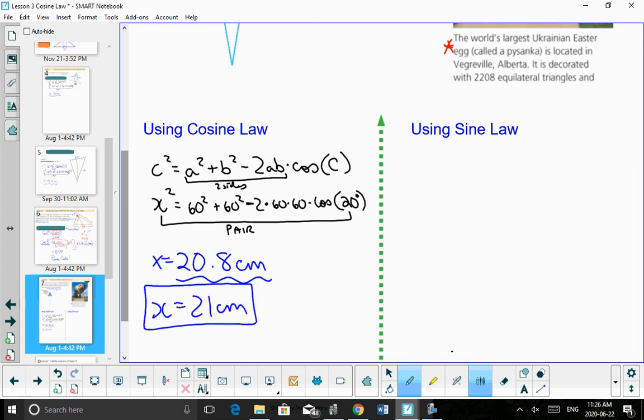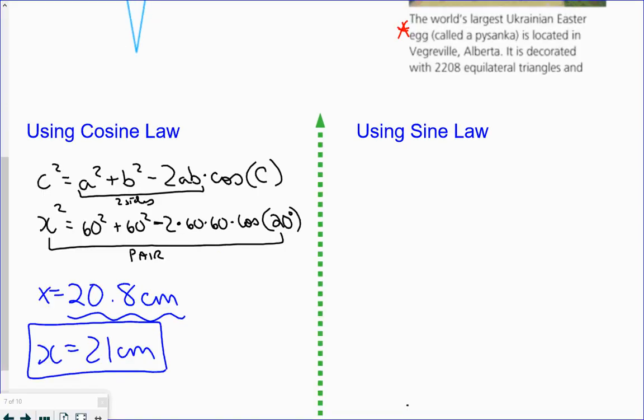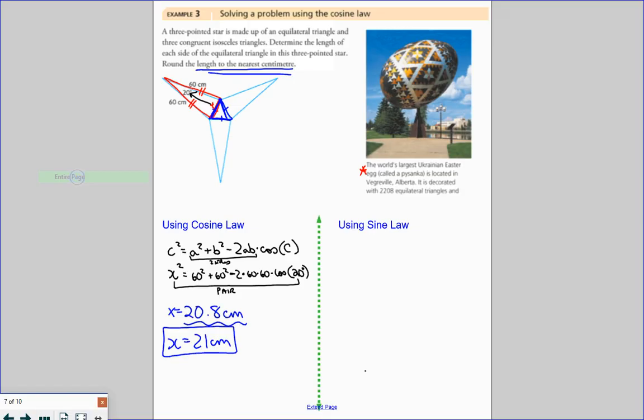So that is using cosine law. Now, if you wanted to do this question using sine law, here's how you would go about doing that. I'm going to erase what's a little messy here, but this takes a little bit of understanding of isosceles triangles. Isosceles triangles have two sides the same length. They also have two angles the same measure. So if this side and this side are the same length, then this angle and this angle will also have the same measure.